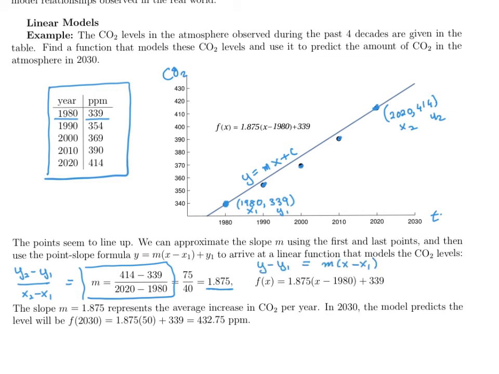And now, using the point-slope form of the equation, we get the equation of the line is given by y minus y1 equals m times (x minus x1), or y equals m times (x minus x1) plus y1. And when you fill in the details, this is what you get.